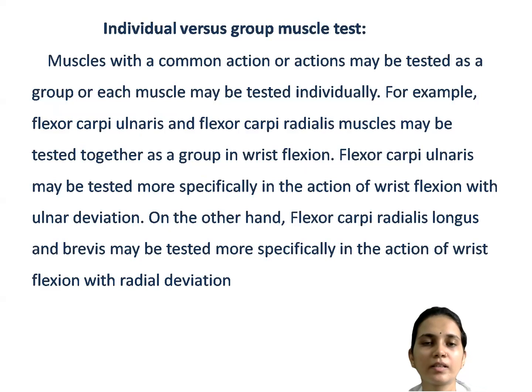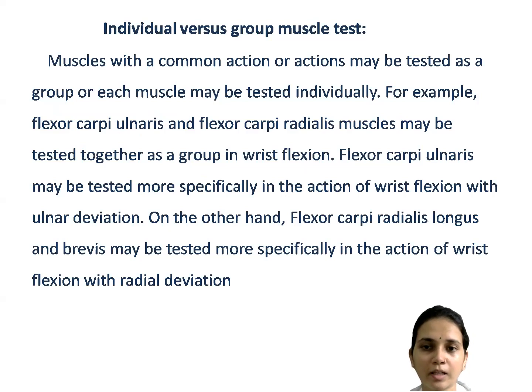Now we will see the basic difference between individual muscle and group muscle MMT. Muscles with a common action must be tested as a group, or each muscle may be tested individually. For example, flexor carpi ulnaris and flexor carpi radialis muscles may be tested together, and if they are tested together, the action is wrist flexion.